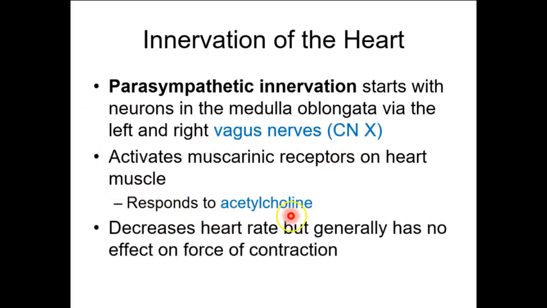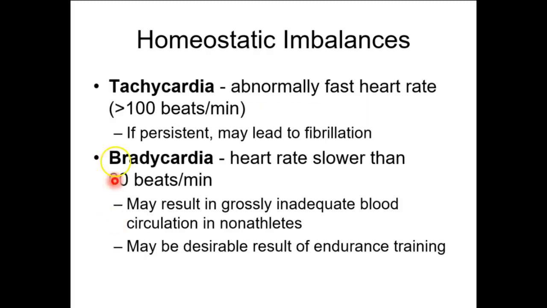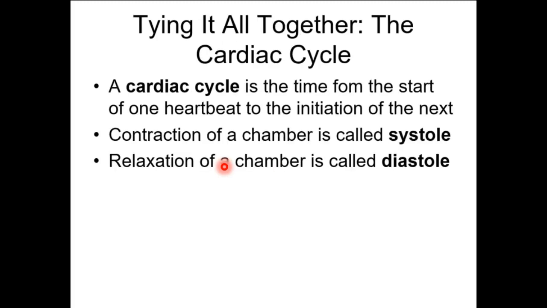Okay, vagus nerve releases acetylcholine, and again, it's parasympathetic, so it's there to decrease the heart rate. Tachycardia defined as more than 100 beats per minute. Bradycardia defined as slower than 60 beats per minute. But who's going to have just a normal heart rate of 40 beats per minute, just like a healthy person? Yeah, athletes, endurance athletes especially. So marathon runners, absolutely.